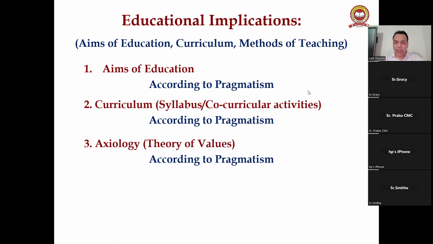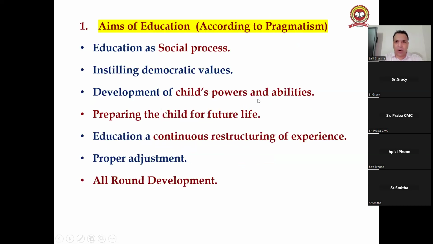Now we talk about educational implications: aims of education, curriculum, and method of instruction. Aims of education according to pragmatism: education as a social process, instilling democratic values, development of a child's powers and abilities, preparing the child for the future, education as a continuous reconstruction of experience, proper adjustment, and all-round development.